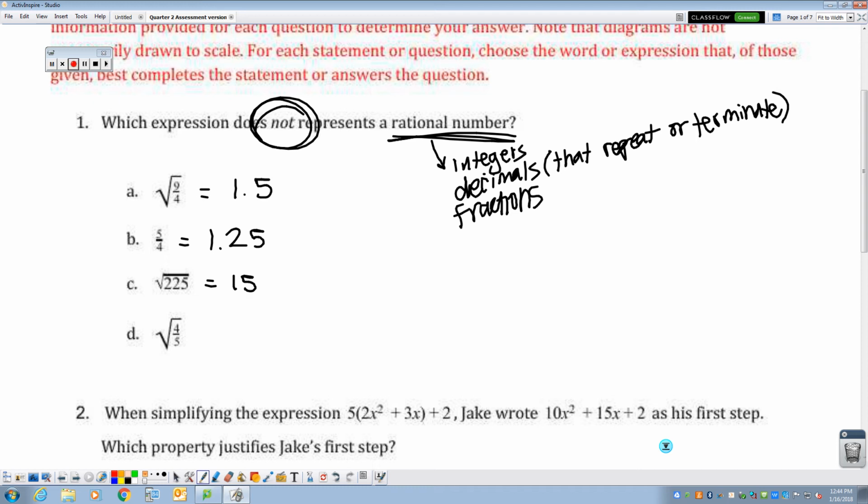And then the square root of 4 over 5, that's going to give us a decimal that does not repeat or terminate. I don't know that one without actually typing it into my own calculator. And I get 0.894427191. So there's that ugly irrational number. So this one does not represent a rational number.